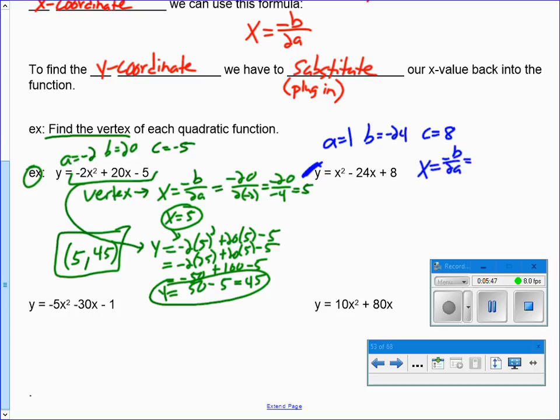Here b is already negative, so the opposite of negative 24 would be a positive 24. And a is 1. So I have 24 divided by 2, which will be 12. So I have the x coordinate of 12, so I can even start to write the ordered pair, (12, something). That's going to be my final answer.